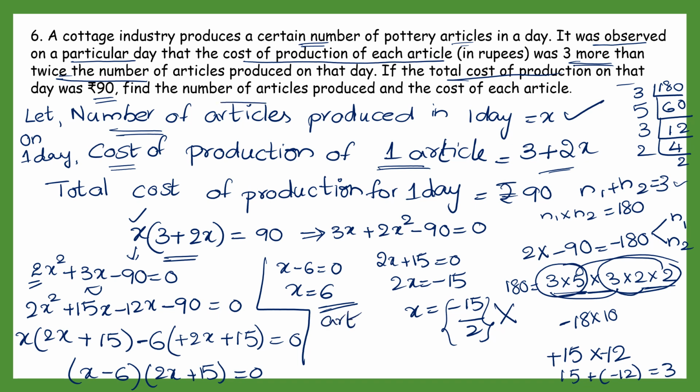They are asking to find the number of articles produced and the cost of each article. What is the cost of one article? 3 plus 2x, that is 3 plus 2 into 6. So 3 plus 12, 15 rupees. You get 15 rupees as the answer. Cost of each article is 15 rupees and the number of articles produced in one day is 6. This is the answer.